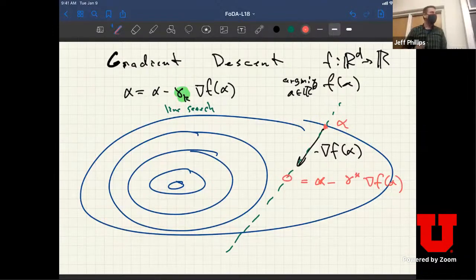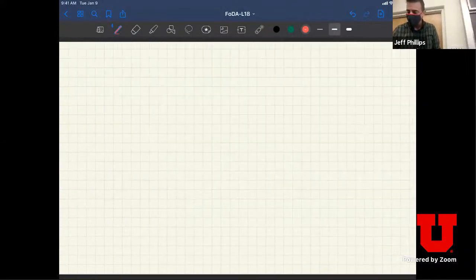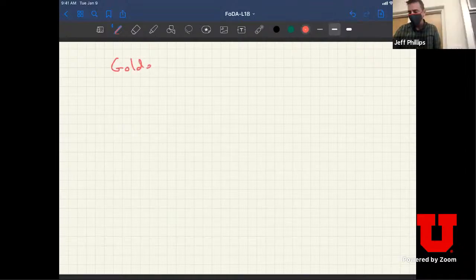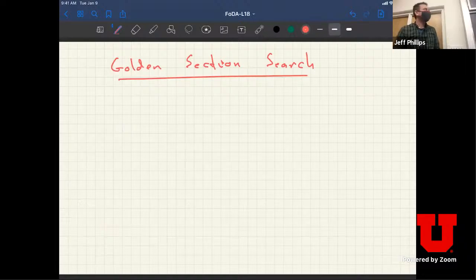Okay, so this allowed me to review the procedure of gradient descent. How do we do this line search? There are a variety of ways to do it. The method I describe in the book, which I did describe in detail in the class, is called golden section search. I might not get the details of this exactly right, but the idea is this.